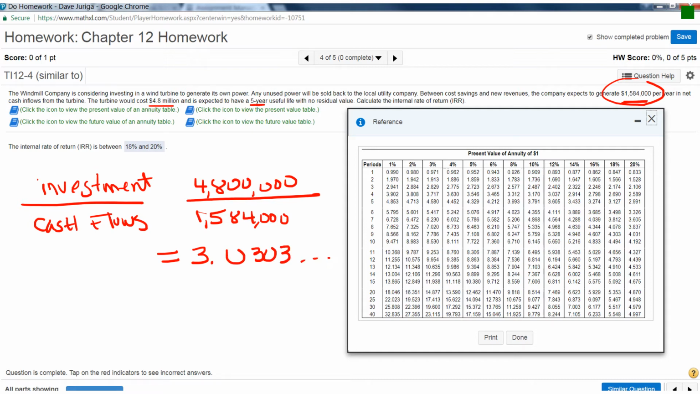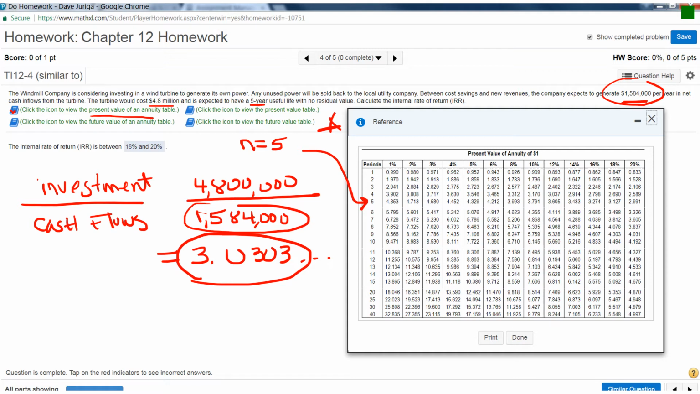Because this is a trial and error process, you have to pick the right table. Well, because it's an annuity and it's the same amount each year for 5 years, we're going to go to our present value of annuity table. I went ahead and clicked that. That's right here. And the key here is it's a 5-year useful life. So if I go to the row where it says periods of 5, I'm trying to find this number, 3.0303. I'm trying to find what is that number in this table.